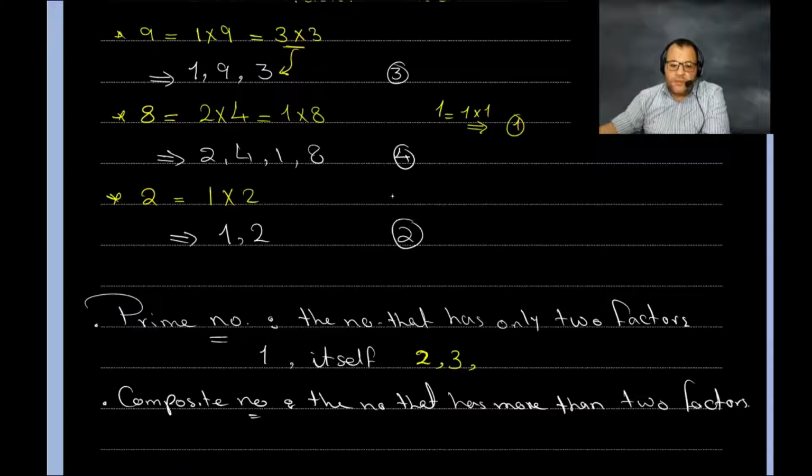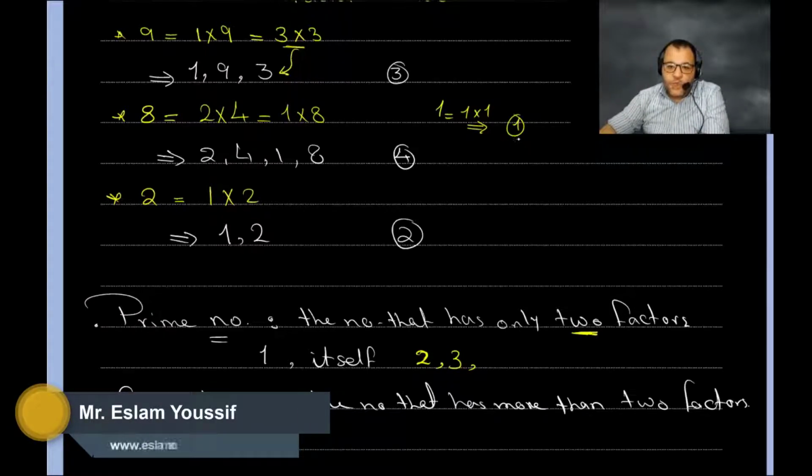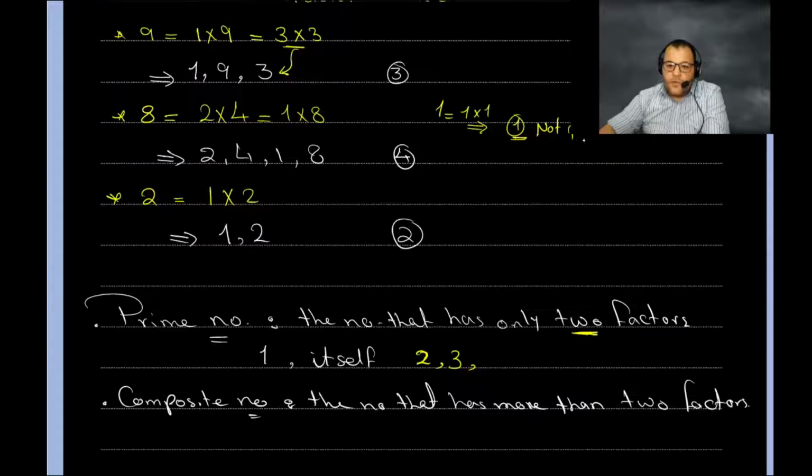We said the prime number has 2 different factors. 1 and itself. There are 2 different factors. No. So 1 is not prime.